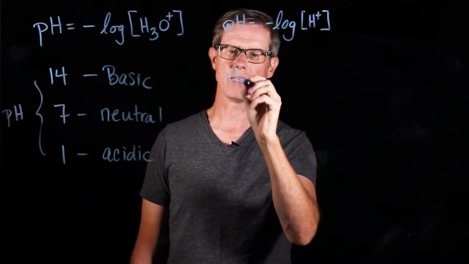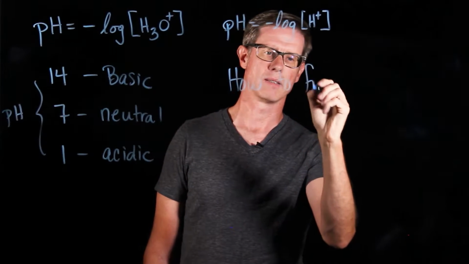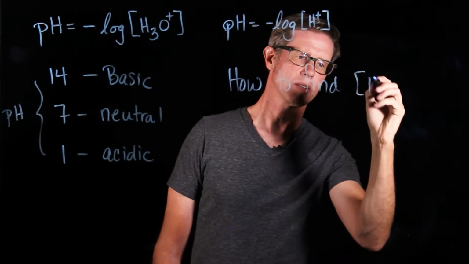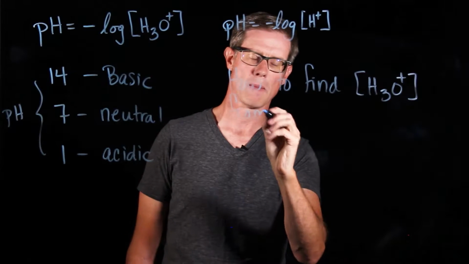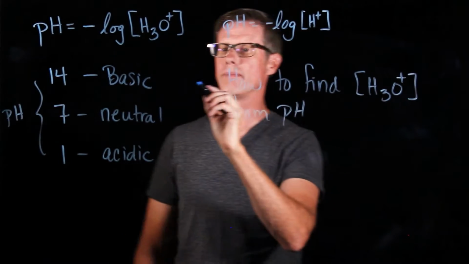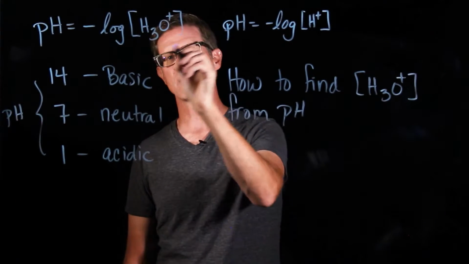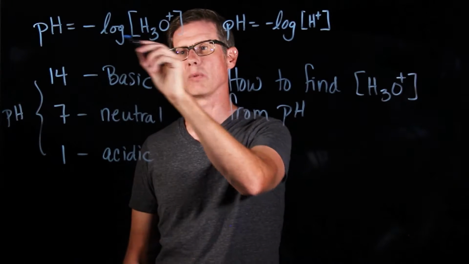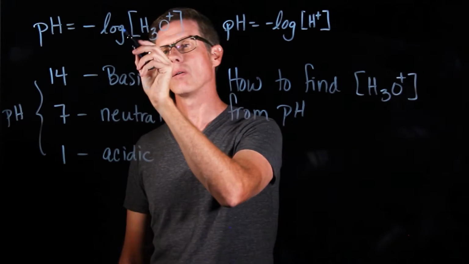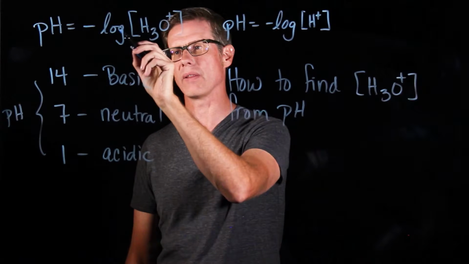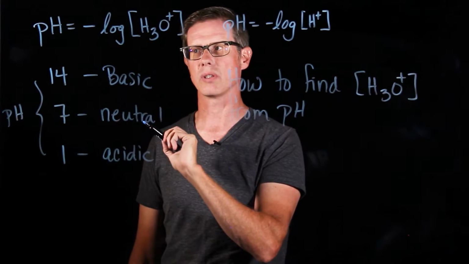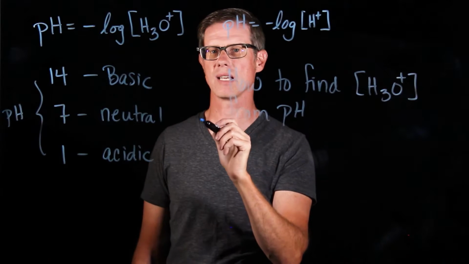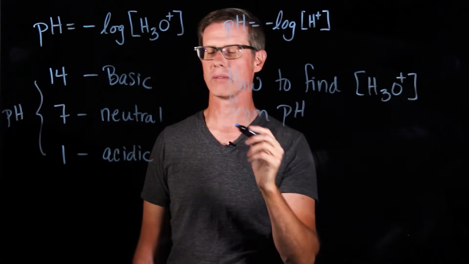So how to find our concentration of acid from pH? Well, what we want is to extract this from this logarithmic term. We just can't divide by log. Can't divide by log because that's not a number, that's a function. So to get rid of this function, we have to use what's called an inverse function, which in this case is raising things to the power of 10.